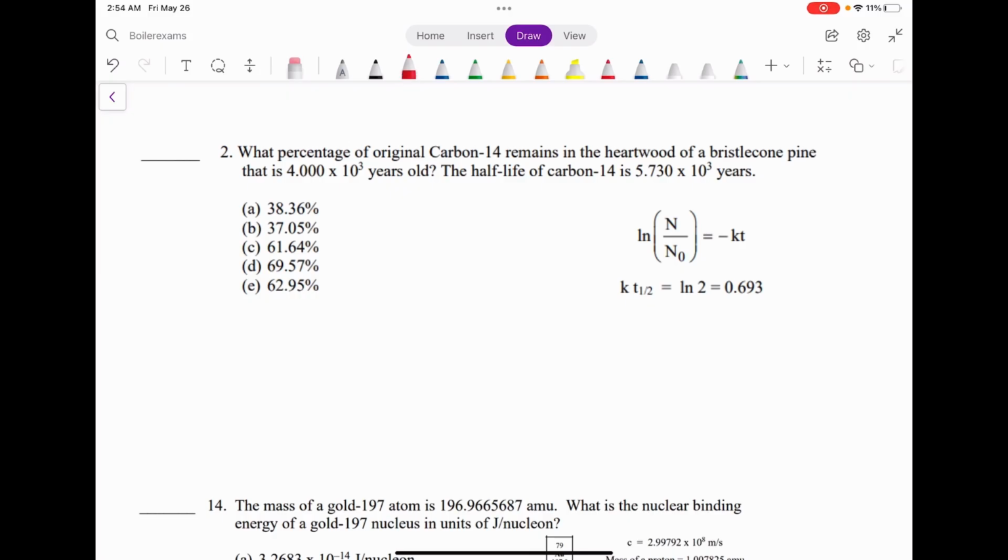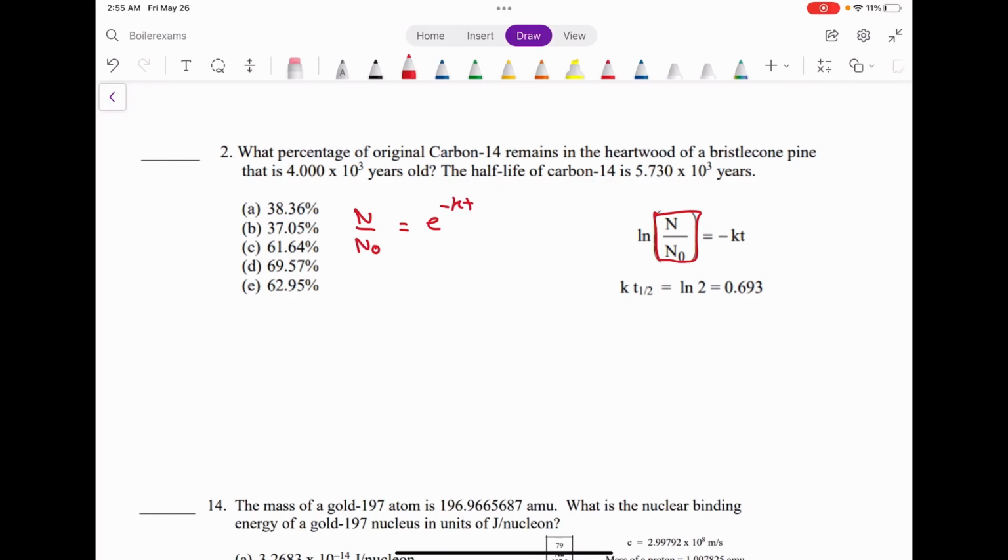So what do they tell us? We want to know what percentage of carbon-14 remains in the wood of a bristlecone pine that is that many years old, and we know the half-life. Okay. So when we read what percentage remains, that is this quantity. So let's solve for that quantity. N over N naught. N is how much material you have at the end divided by how much you have at the beginning. So that's essentially my ratio of how much of the original carbon's left, and that equals e to the negative kt.